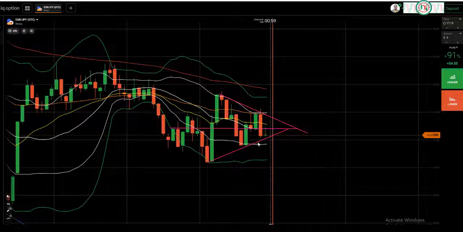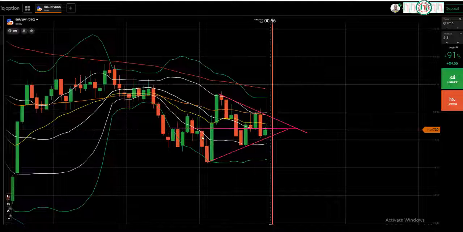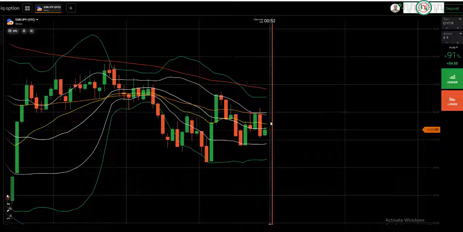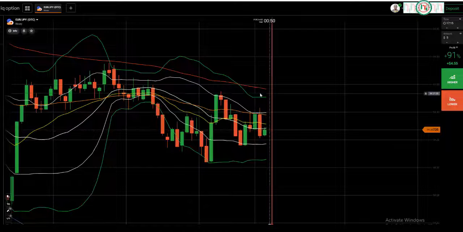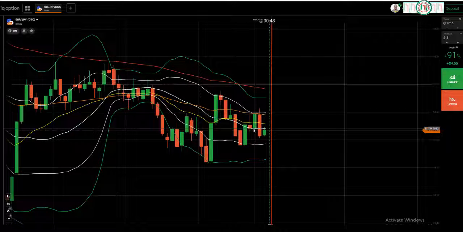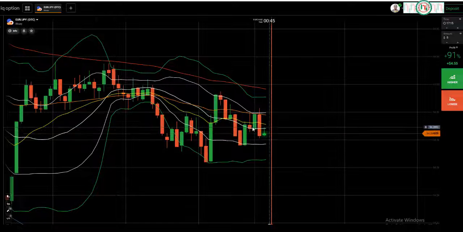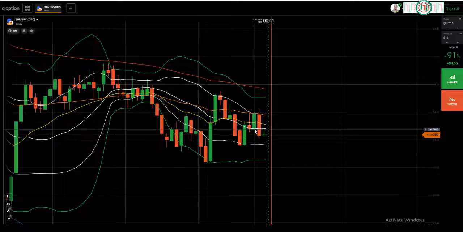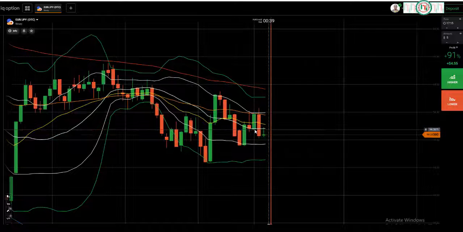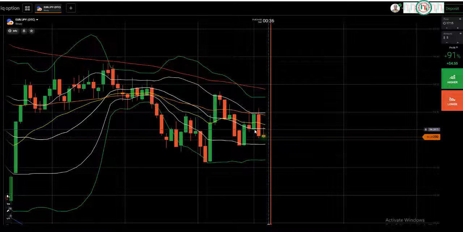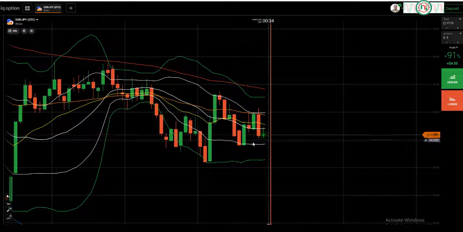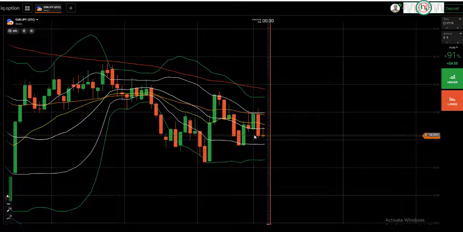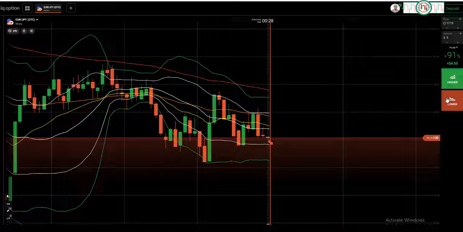So here, this is strong bias. So after this candle, I will place put option. Because it's a ranging market, I will place put option after this candle. This is the continuation candle.